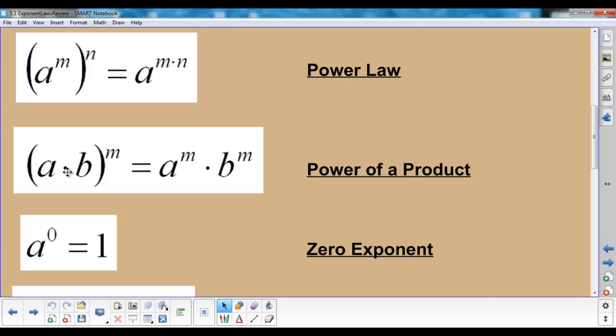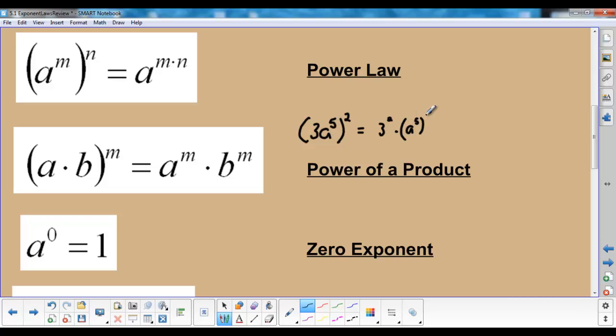The power of a product rule states that when you have a monomial with multiple bases inside of it, the exponent on the outside applies to everything on the inside. So for example, if you had, let's say, 3a to the power 5, all raised to the power of, let's say, 2. Well, what you would do is take the 3 and raise it to the power of 2, and you would take the a to the power 5 and also raise that to the power of 2. So what you would end up with in this case is 9a to the power of 10.